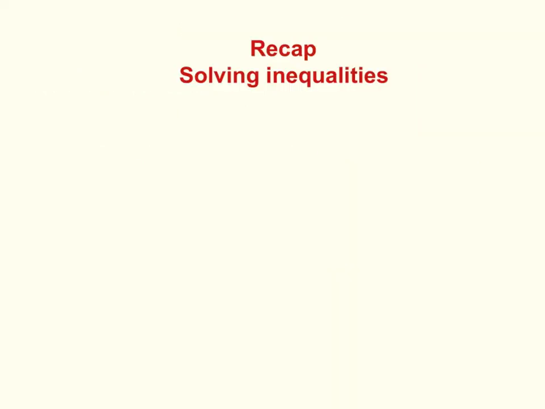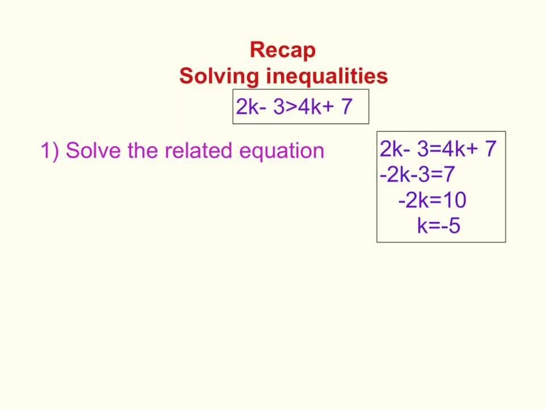So let's recap how we solve inequalities. To solve an inequality, like 2k minus 3 is greater than 4k plus 7, we start by solving the related equation: 2k minus 3 equals 4k plus 7. So I'm going to subtract a 4k from both sides, add a 3 to both sides, and then divide by negative 2. So I get k equals negative 5.